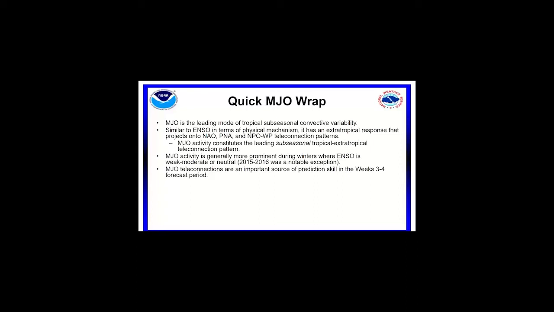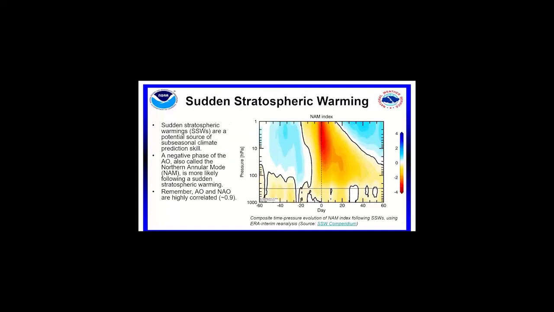And MJO teleconnections, this is a key point here, are really an important source of prediction skill in the weeks 3 to 4 time period, especially for temperature. Although, like I said, precipitation is in there as well.